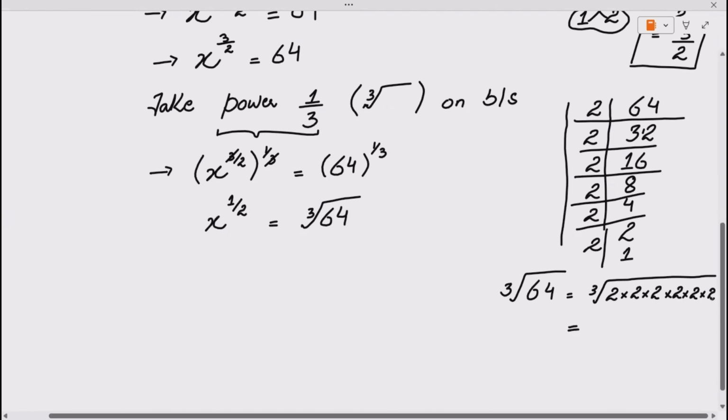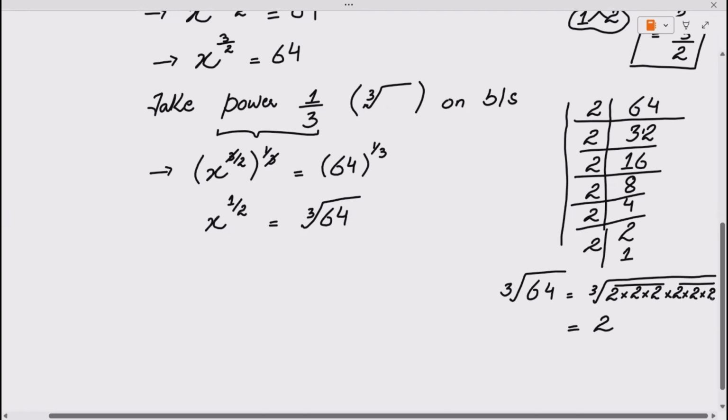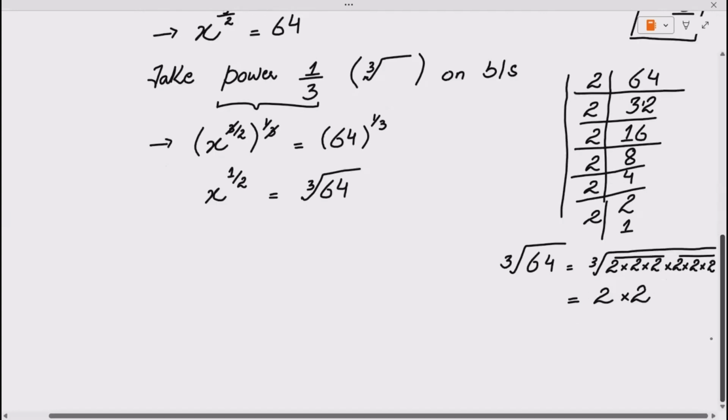Now to make a cube root, what we can do, we make a group of 3. Likewise we make a pair in a square root, a pair of 2. In a cube root we make groups of 3. So this group of 3 makes 1 and comes outside. Multiply sign as it is and this group of 3 again comes outside. So 2 into 2 is 4, i.e. the cube root of 64 is what? 4. So we can write it here.